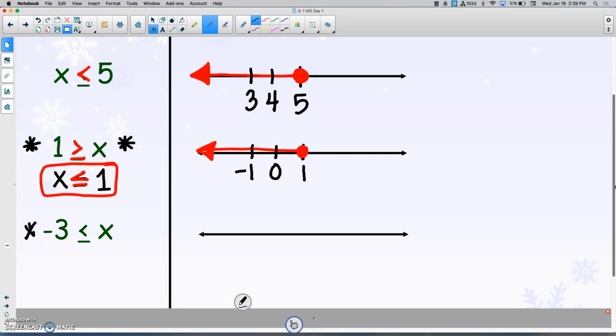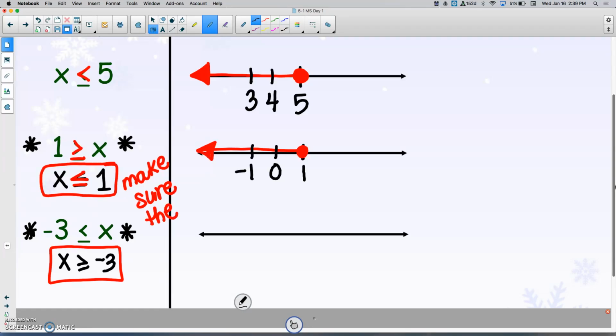One more where the variable is on the wrong side. So if I switch it, it would look like this. You might want to make a note for yourself. Make sure the variable is on the left before you graph. Otherwise, you may end up drawing your graphs the wrong direction.